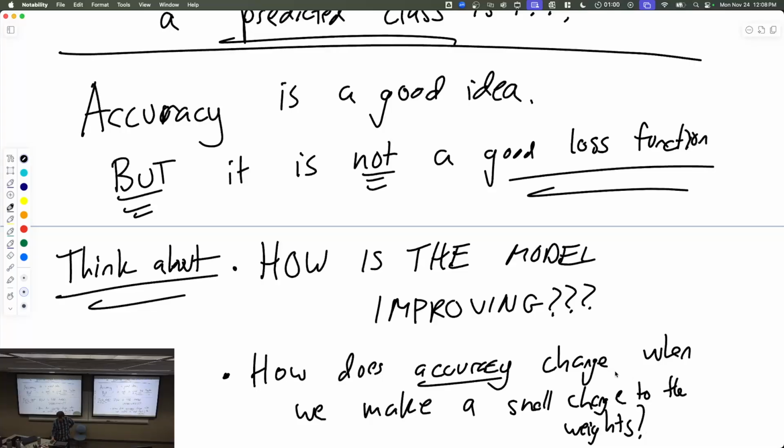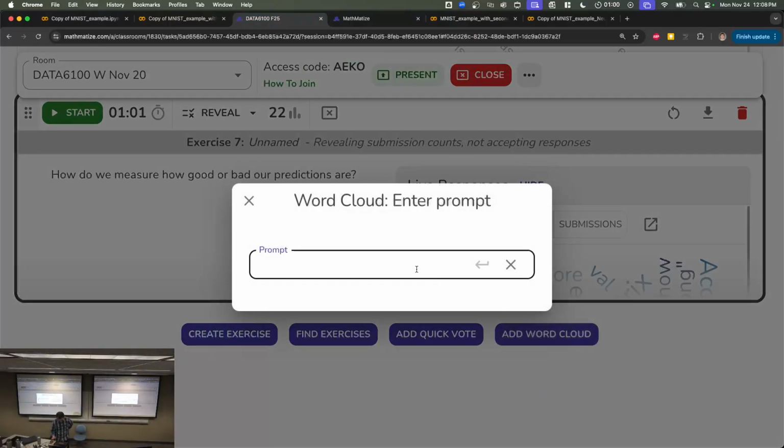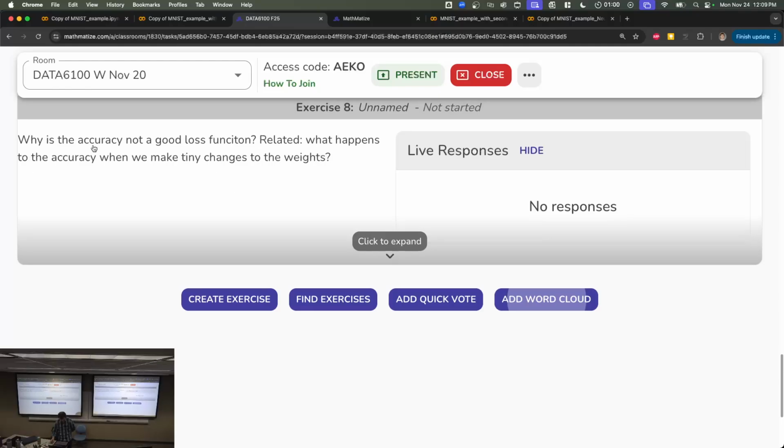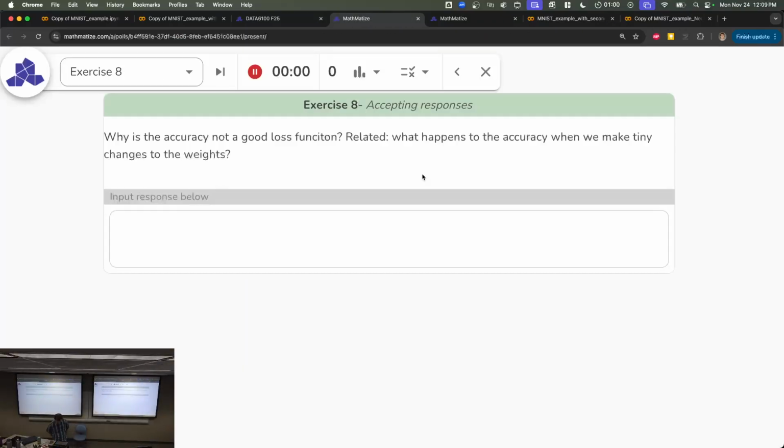Okay. I will open the poll so that we get some honest answers from people. Why is the accuracy not a good loss function? And related, what happens to the accuracy when we make tiny changes to the weights? These are related questions, and that is what I want you to think about, so we can learn what's going on here. Okay, it's open.